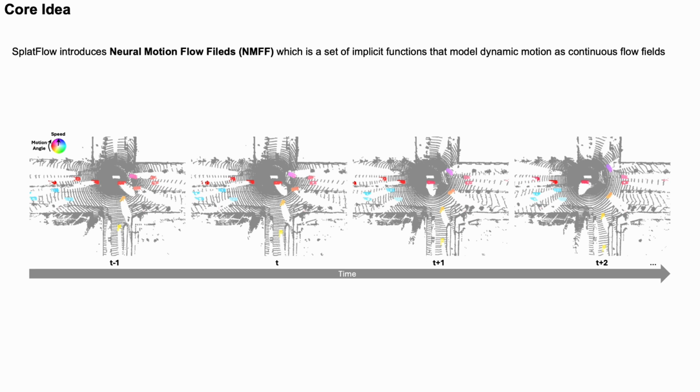The core of SplatFlow is the neural motion flow field, which captures how objects move through space and time using a set of implicit functions that represent dynamics as continuous flow fields. This enables fine-grained, point-level motion modeling.